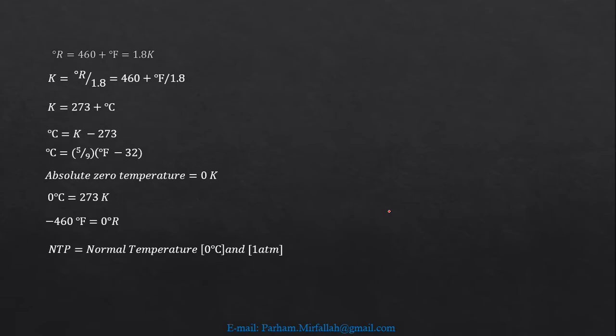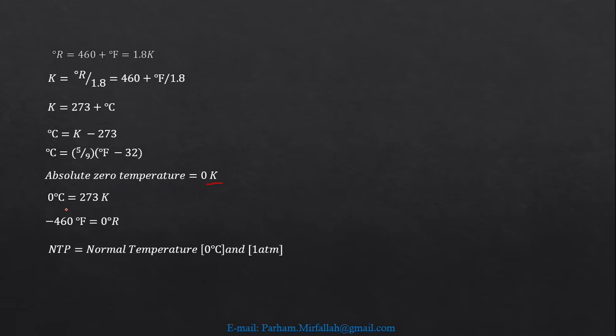These are the temperature changes, as you see: Rankine to Fahrenheit, Fahrenheit to Kelvin, Kelvin to Rankine, and Fahrenheit, Kelvin to centigrade, centigrade to Kelvin, and Kelvin to Fahrenheit. These are the formulas that you need to change each temperature to the other temperature unit. Absolute zero temperature is 0 Kelvin. When a question talks about absolute zero temperature, we know that the question is talking about 0 Kelvin.